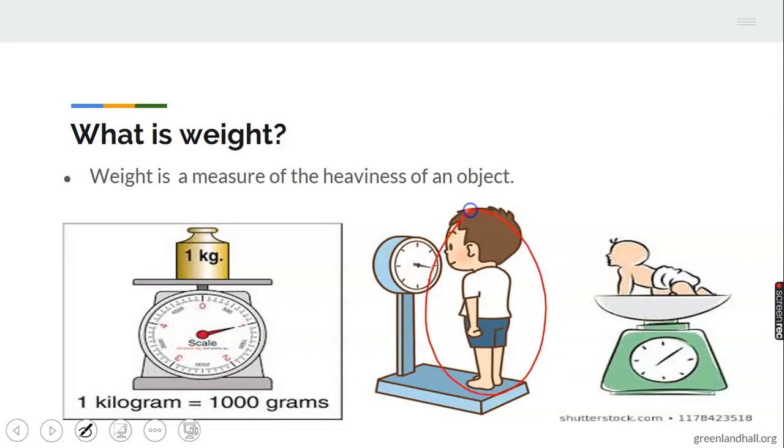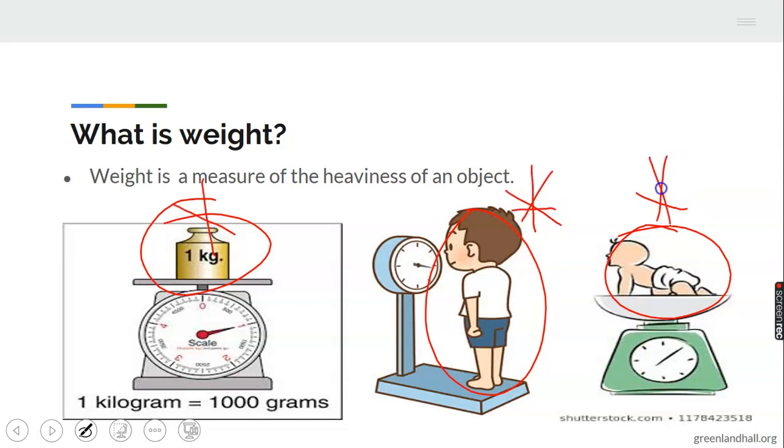We have this boy here. We have a little baby here on the measuring scale, and we have this 1 kilogram on its own measuring scale. All of them have different weight. They're talking about different weights, how heavy they are. This could be different from this one, and this boy is also different from this little baby here. They differ in weight. That talks about their heaviness.